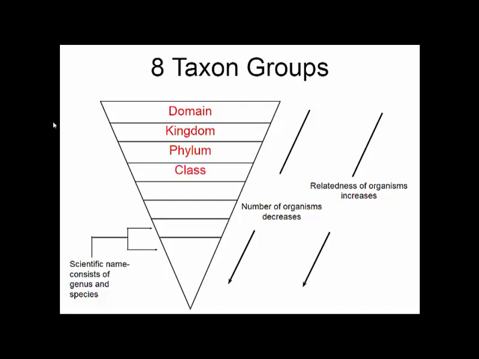Then class. How many are in the same phylum? We're in the same phylum as all vertebrates. So a monkey or a dog or a squirrel, a human, they're all in the same phylum. Class. I'll show you another example of this. Order, family, genus, and then the most specific is species.